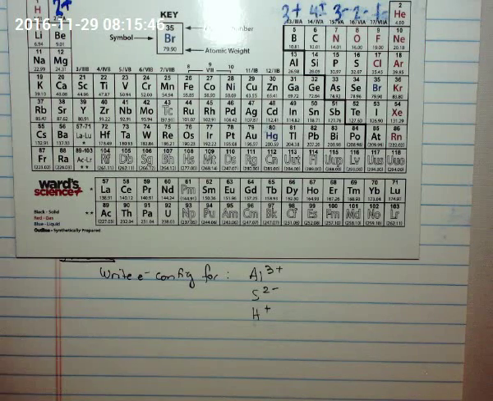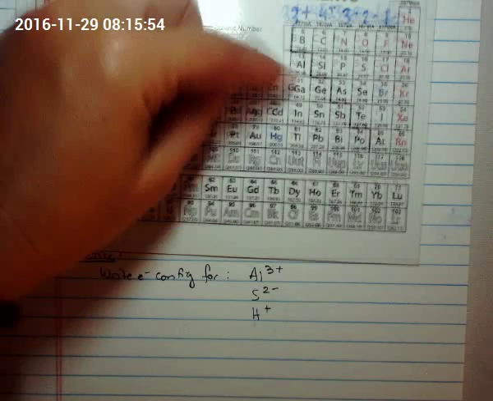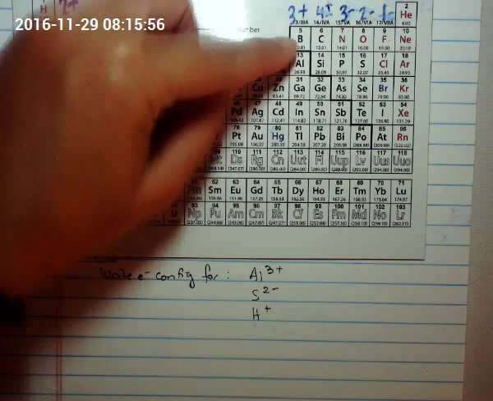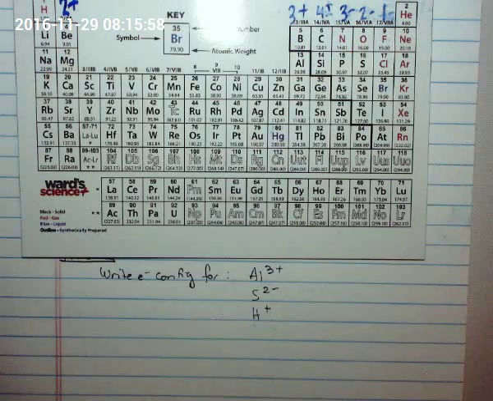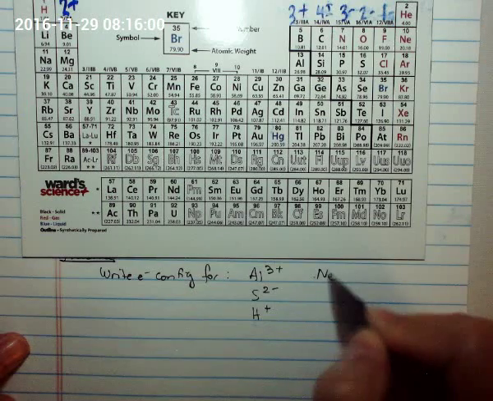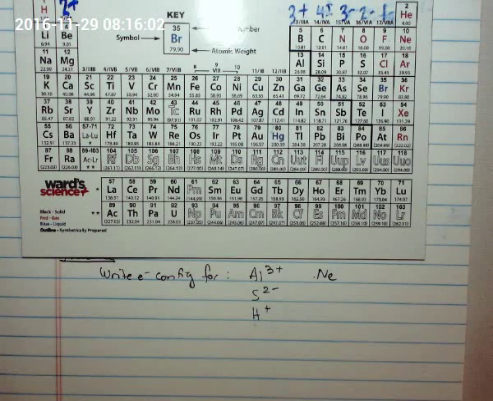It's a metal, right? Okay, so if it's a metal, does it look like the noble gas that comes before it or the noble gas that comes after it? Before it. So what's the noble gas that comes before aluminum? You go up a row all the way over, it would be neon. So if you write neon, I'm good. Technically, that's not how you write the configuration for neon, but I'll be happy with that. Okay? All right, what about sulfur?